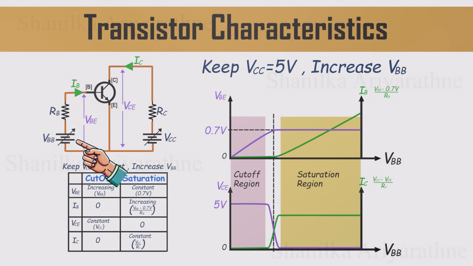Now, if we keep increasing VBB, IB will continue to rise, but only up to a point. If we go too far, the current can exceed what the transistor is rated for, and that can lead to permanent damage. For small transistors, the maximum base current is usually under 20 milliamps. Power transistors can handle more, but either way, it's critical to check the datasheet and stay within safe limits. As long as we're within those limits, VBE will stay around 0.7 volts, and the extra voltage from VBB will drop across the base resistor, causing IB to increase proportionally.